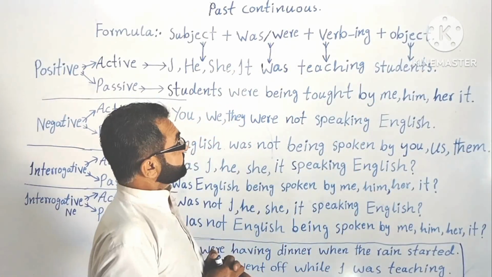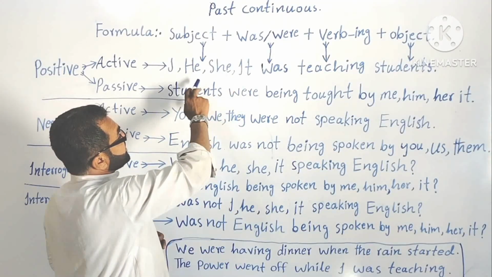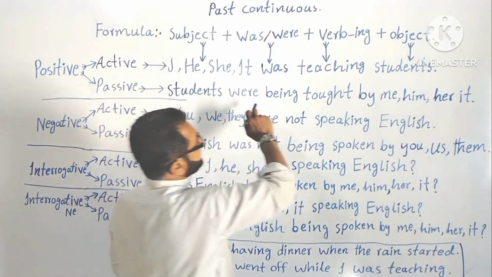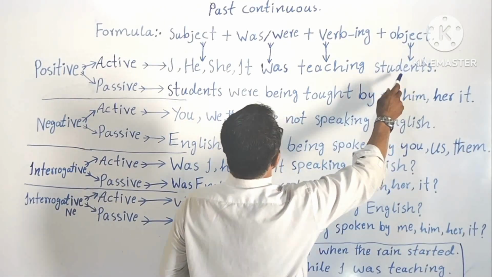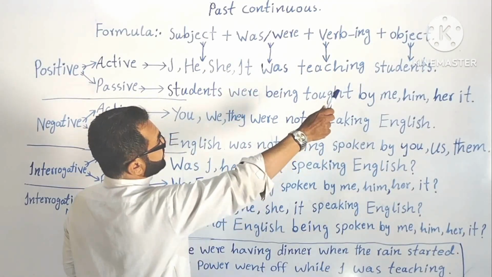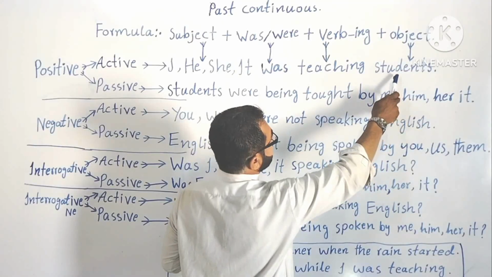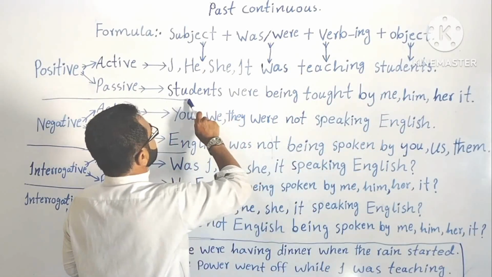Now you see these subjects, with each subject I made a sentence. Now you see the object is plural, that's why here it will be plural. As I told you before, the object of the active voice becomes the subject of the passive voice.